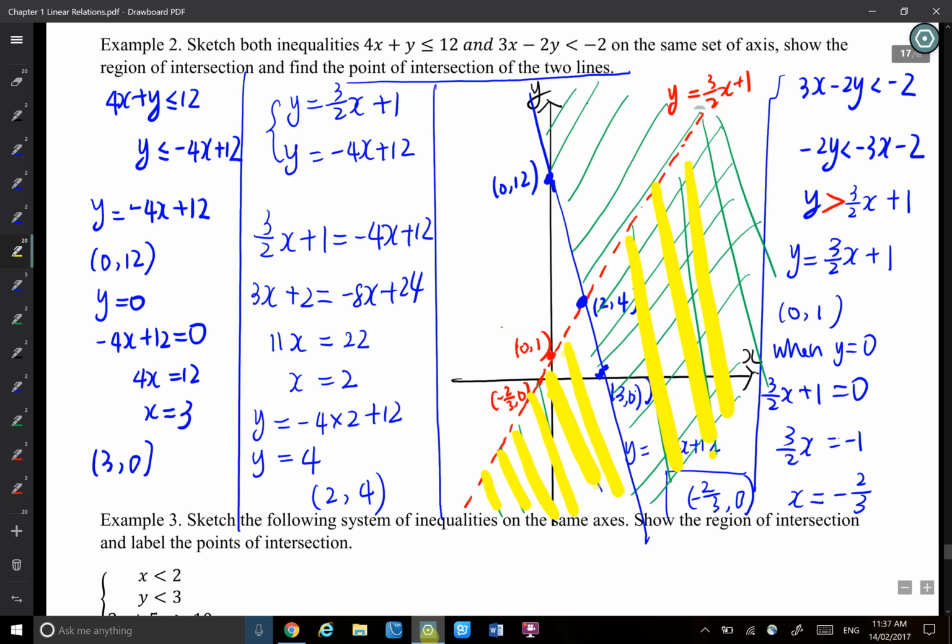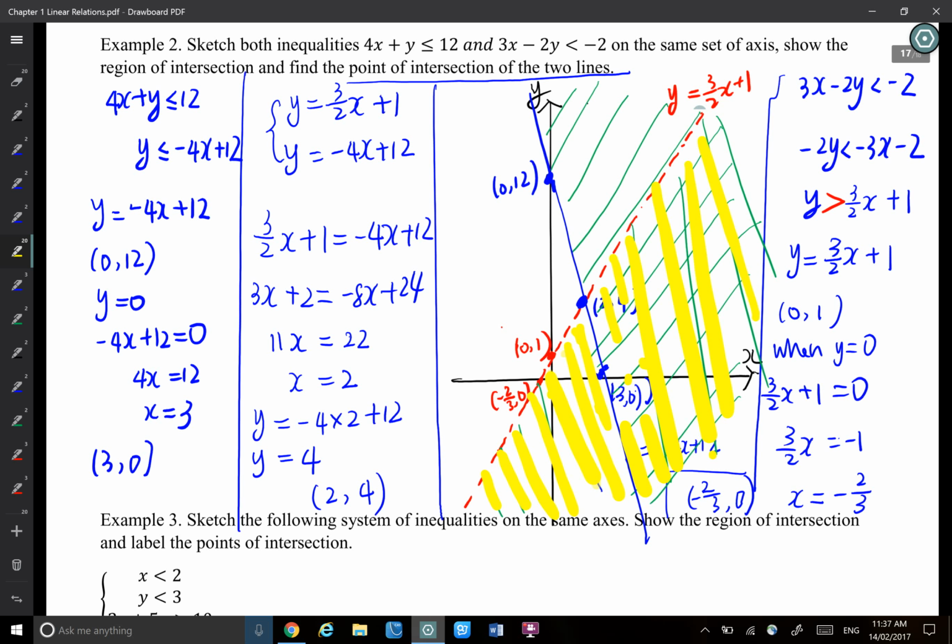And this part shouldn't be here. Be careful, do not shade your intercept. Okay, so this part I don't want. So the green part will be the part shaded off from the first equation, and the red, yellow part will be the part which is useless compared to the second inequality.